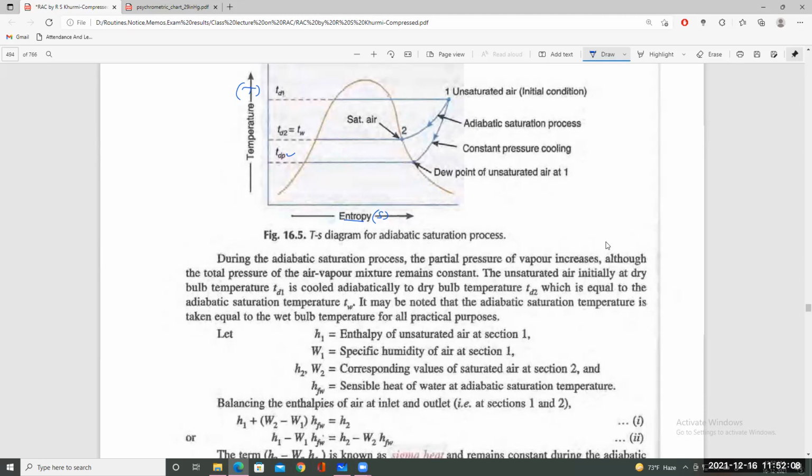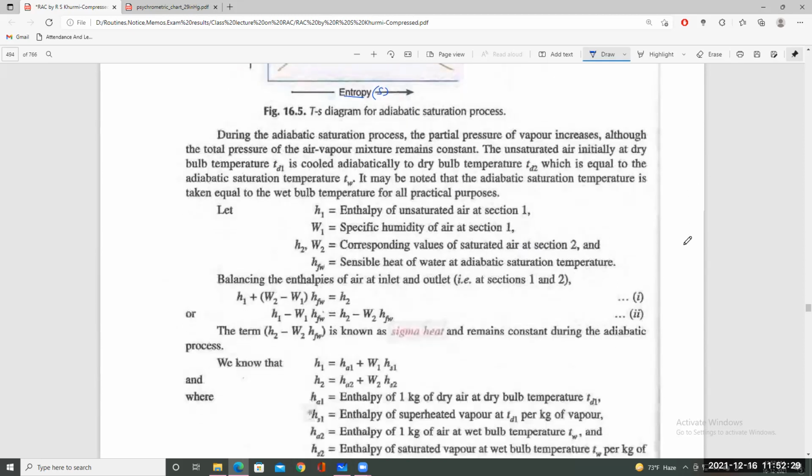So the mass of vapor added between 1 and 2, multiplied by the sensible heat, is to be added to h1 to get the value of h2. That is, h1 plus (W2 minus W1) hfw equals h2, or h1 minus W1 hfw equals h2 minus W2 hfw. Now the term h plus W hfw is called sigma heat, and it remains constant during the adiabatic process.